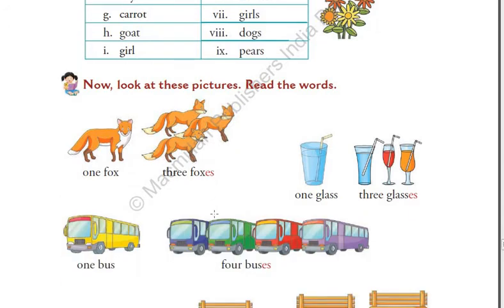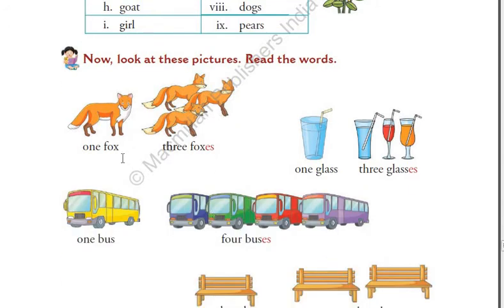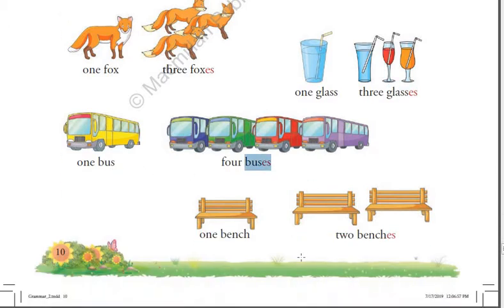And then moving on, students, here what did we do? We saw how the plural was formed by adding es at the end of the word. For example, fox became foxes by just adding the es. The same thing with glass became glasses just by adding es. Bus became buses just by adding es, and so on.